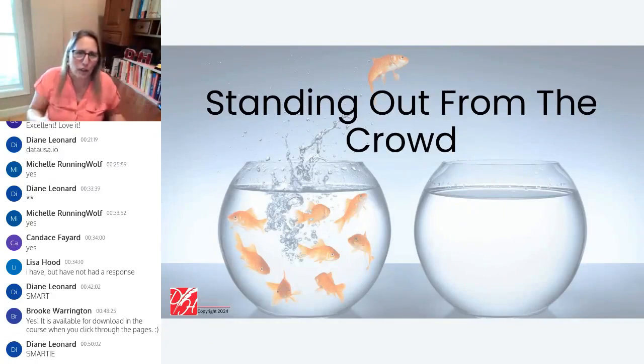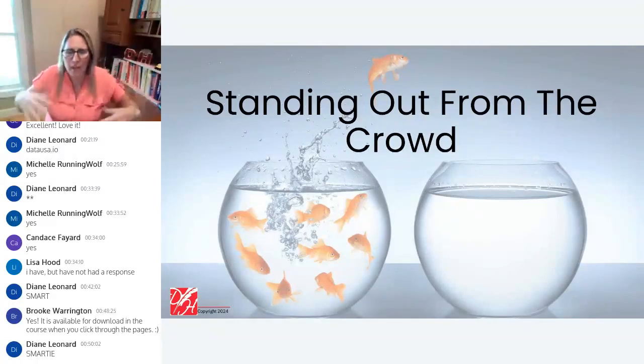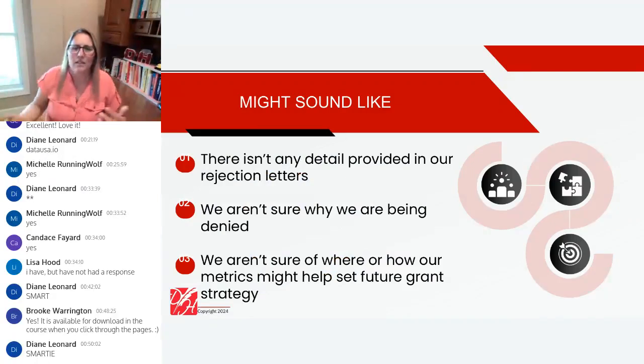So if you're not sure if your proposals are really standing out from the crowd, you're not getting a lot of really great feedback, you're not necessarily seeing all the awards that you think you should, that might look a little bit like these examples on the screen. If you're getting lots of generic rejection letters and emails, you're asking for feedback, you're not getting any feedback. There's true uncertainty about why you're being denied. You're not sure what it is that's going to help you stand out.